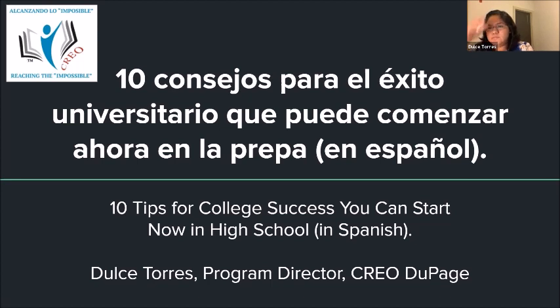So this presentation is going to be mostly in Spanish, but I do want to say quickly what this presentation is about for the people that are joining that prefer English or are more comfortable with English. And these are the 10 tips for college success that you can start now as high school students. Most of our information is in Spanish, but there's some that is in English. And you can also reach out to us if you have any questions of anything that we didn't say in English.